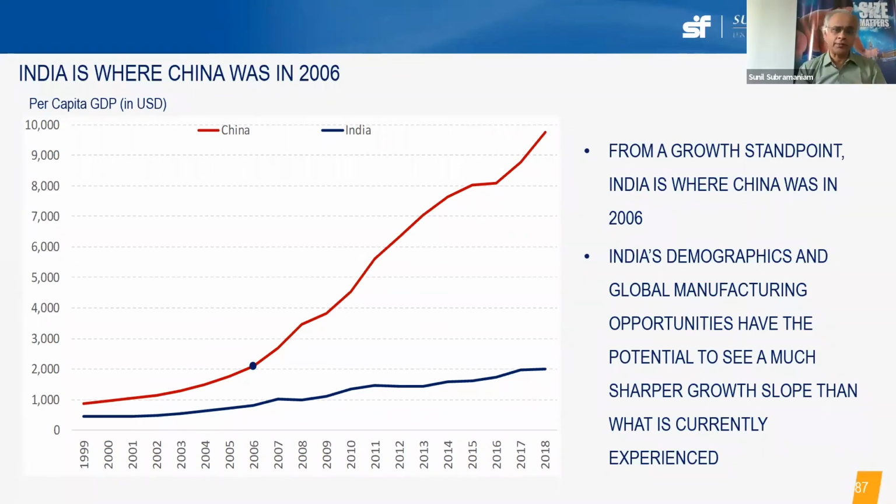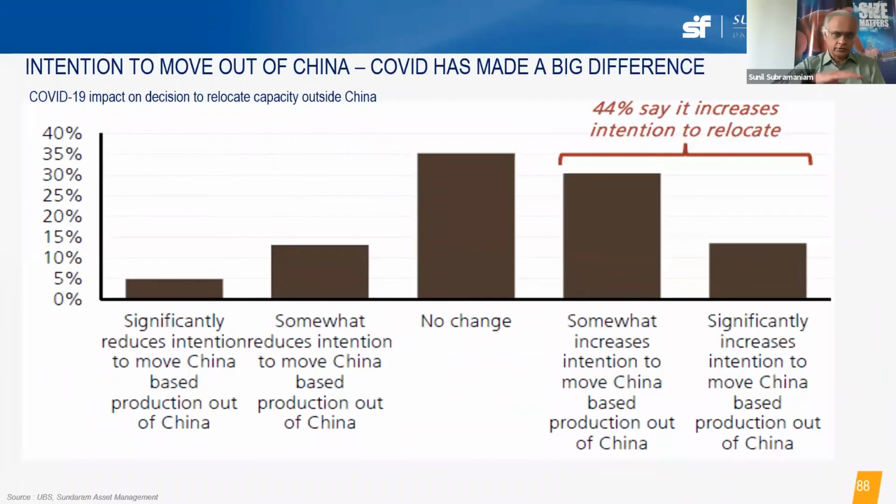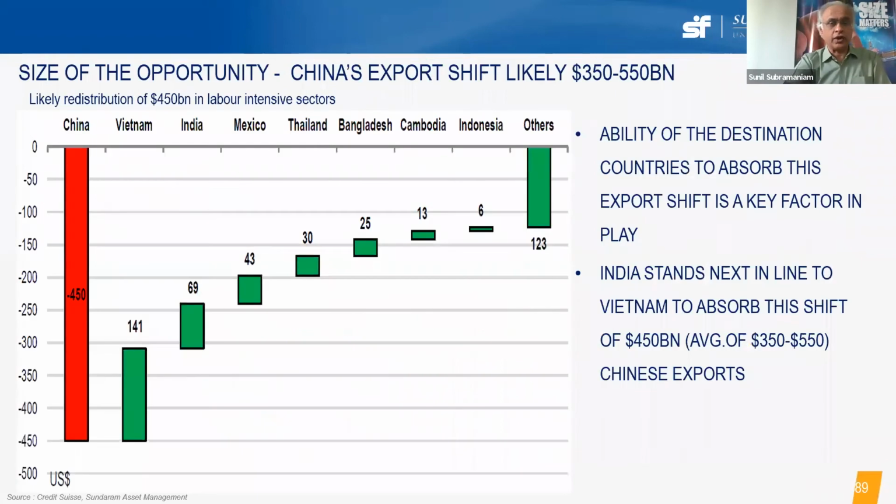So India has abundant, cheap labor, and the COVID crisis has made foreign manufacturers sitting in China increase their intention to move their factories out of China. 44% say it has increased their intention to relocate. So as a result, even China's manufacturers are likely to look outside to combat the lack of labor and the higher cost. So Vietnam is their first choice.